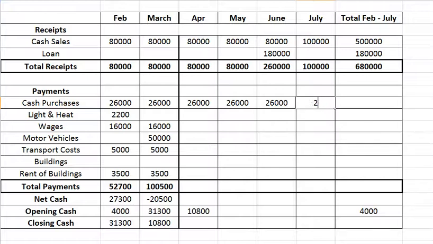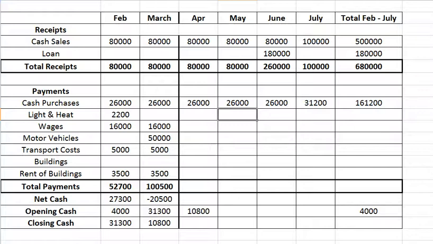Sorry, 26,000 all the way to June, and then in July they're going to increase to 31,200, which is an increase of 20% in July, giving a total of 161,200.